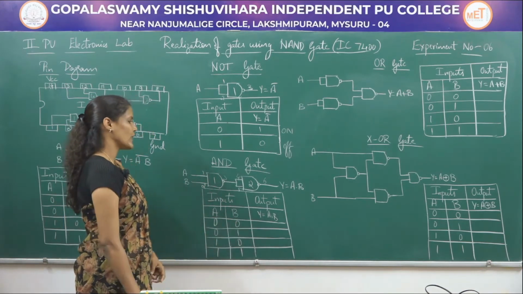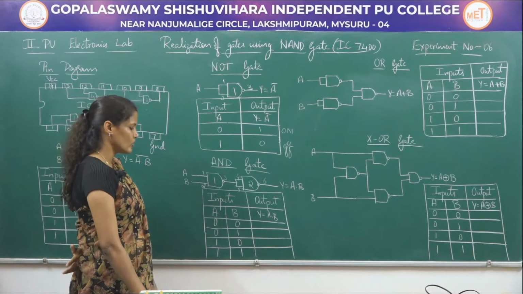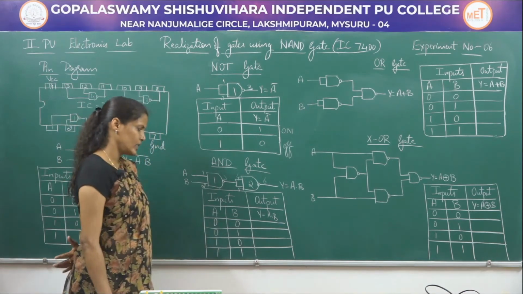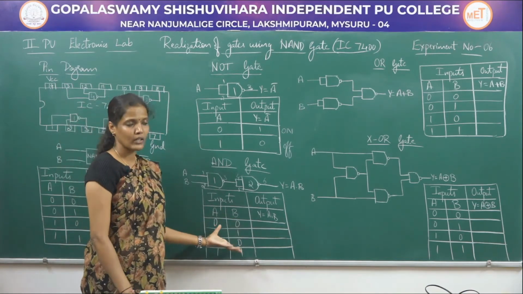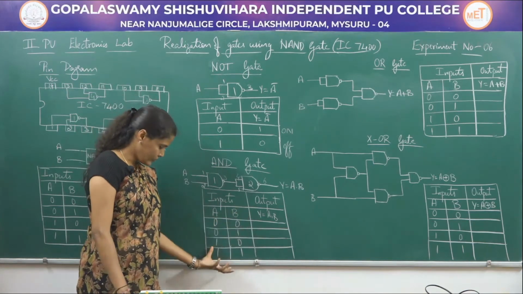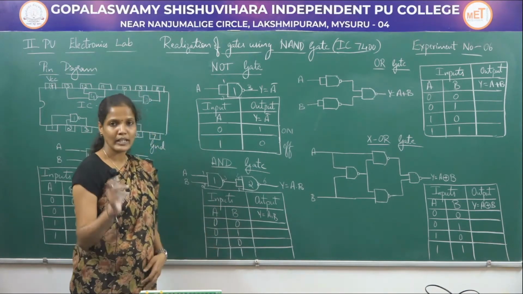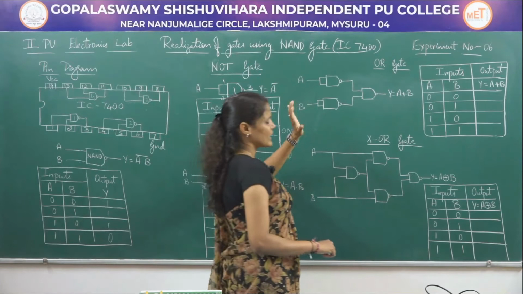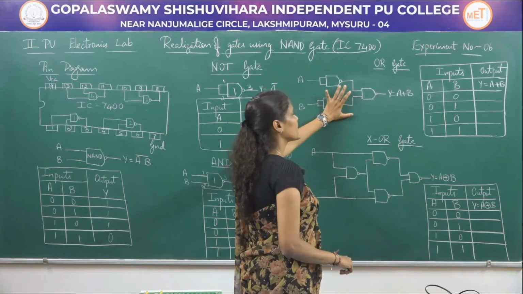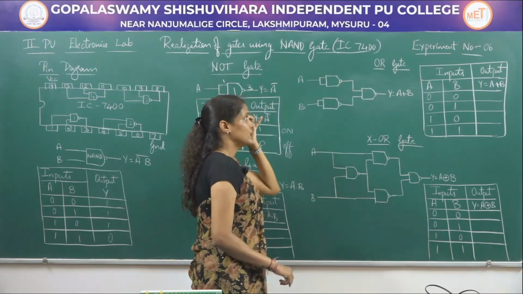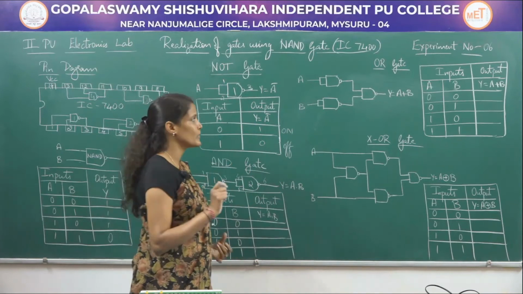So this is the truth table. According to the truth table, I will be having 4 different combinations. So we will be checking the output of all these 4 different combinations while conducting the experiment. Coming to this third circuit diagram, that is realization of OR gate using NAND only.